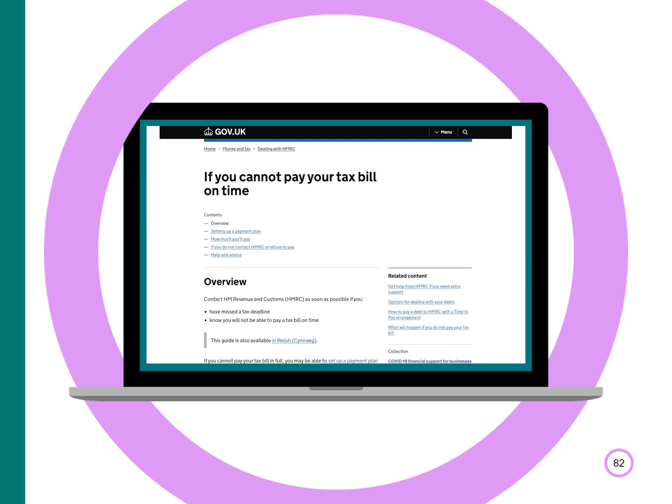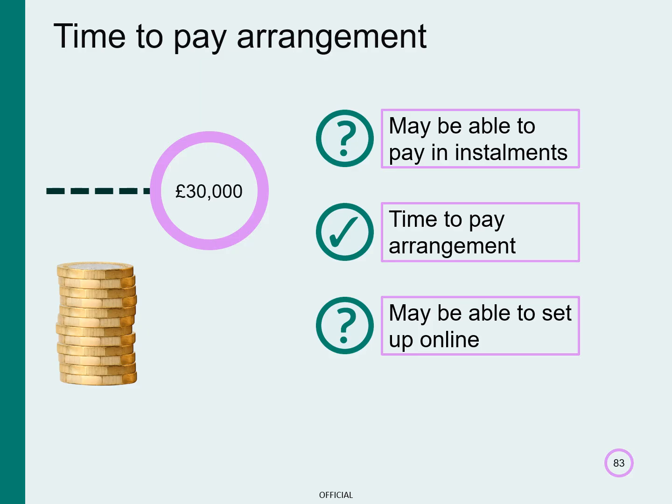If you have missed the deadline or know you cannot pay your tax bill on time, this page on gov.uk has lots of advice and guidance. If you owe up to £30,000, you may be able to set up a payment plan to pay in instalments. This is called a time to pay arrangement. You may be able to do this online. If you successfully set up a payment plan online, you don't need to contact HMRC.